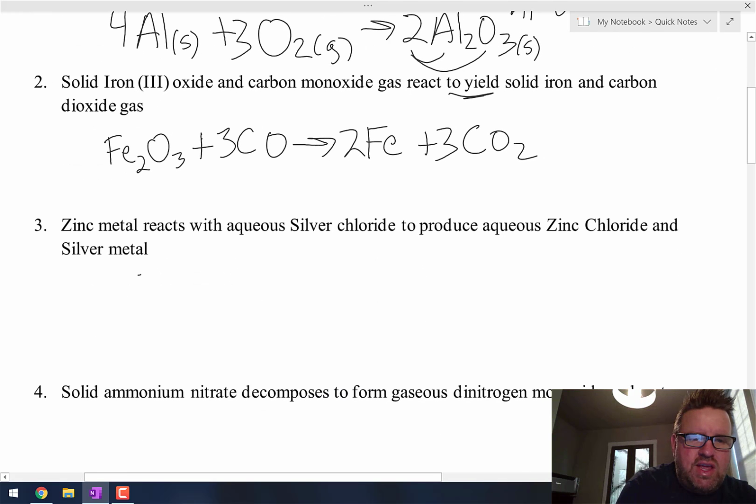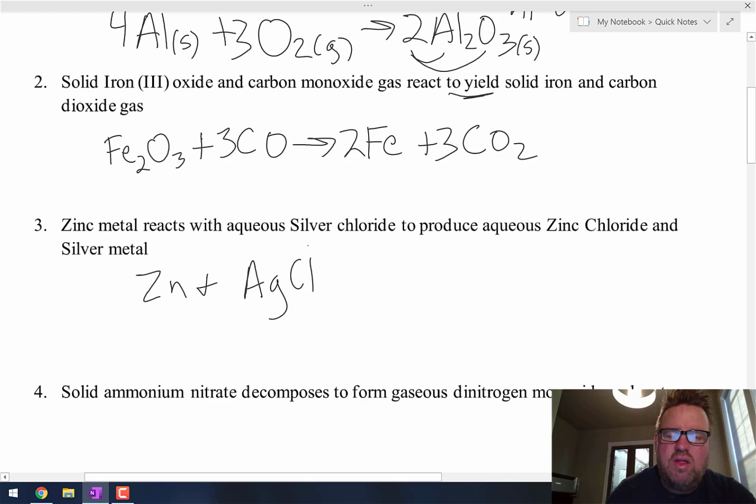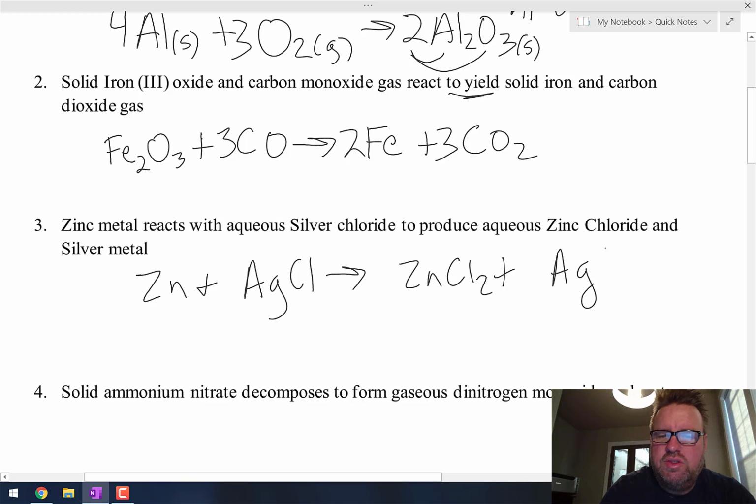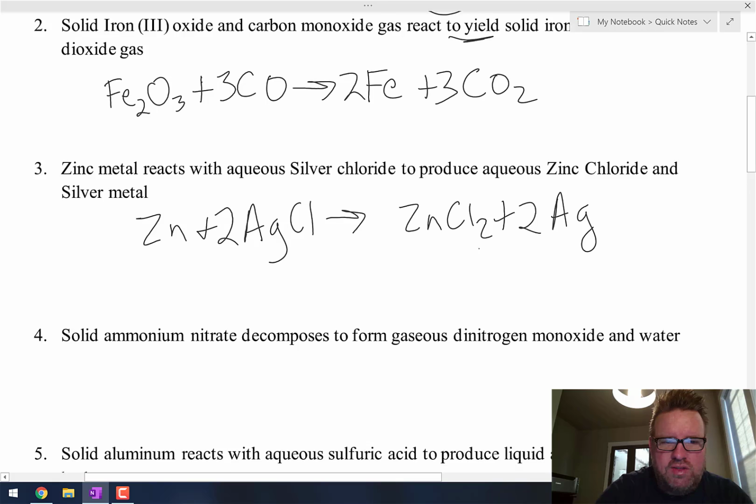Okay, number 3, zinc metal is just Zn. Reacts with aqueous silver chloride. Silver chloride is AgCl. Silver's +1, chlorine's -1. They cancel each other out. To produce zinc chloride, zinc's +2. So we need ZnCl2 and silver metal. So an Ag right there. So the only thing that's not balanced are the chlorines. So I'm going to put a 2 right there. And I'm going to put a 2 right there. And now it is balanced.